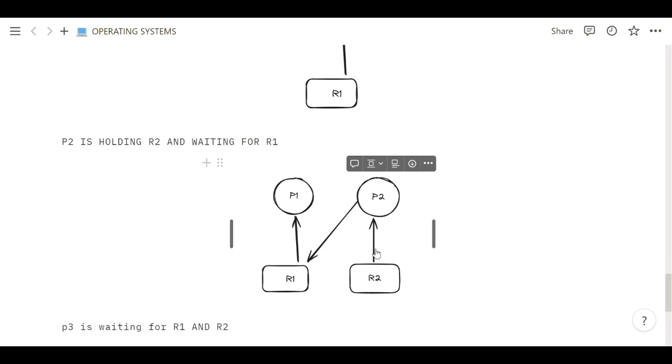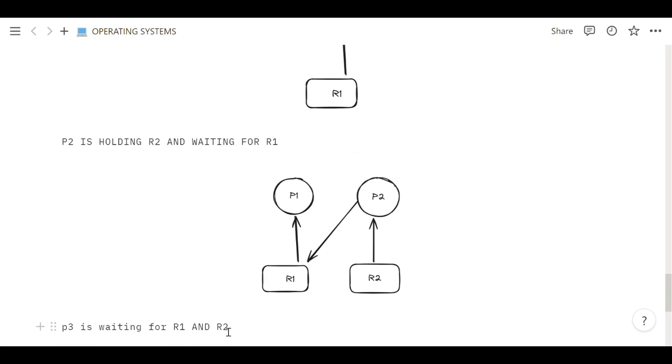So tail is R2, that's why it's holding R2 and it is waiting for R1. So waiting in the sense P2 will be connected to R1, that means the head will be connected to the R1 and the tail will be connected to the P2. Okay, so this is the process.